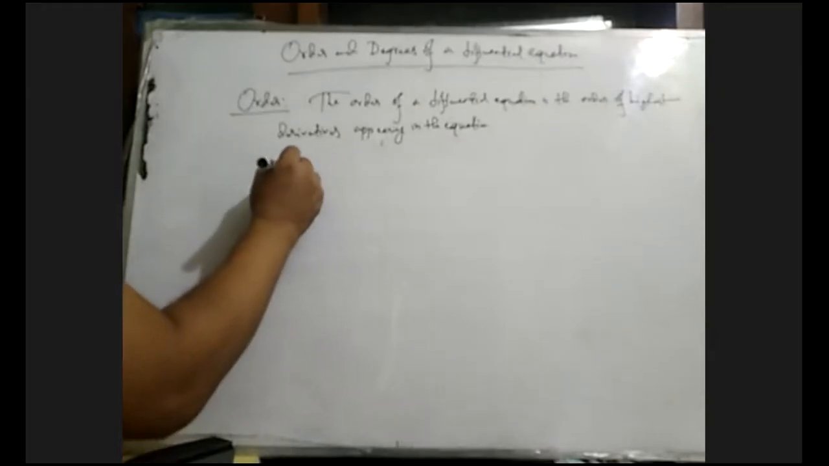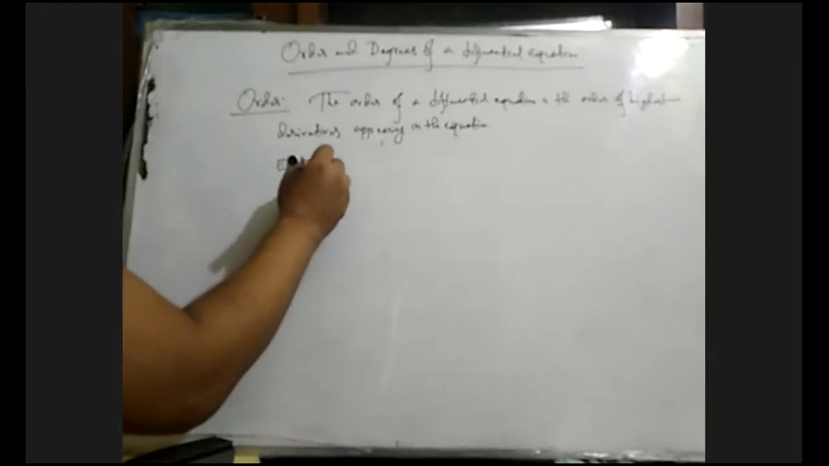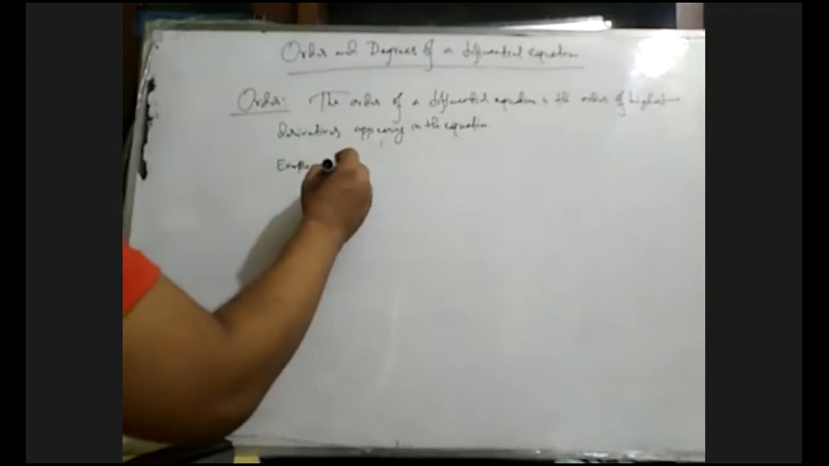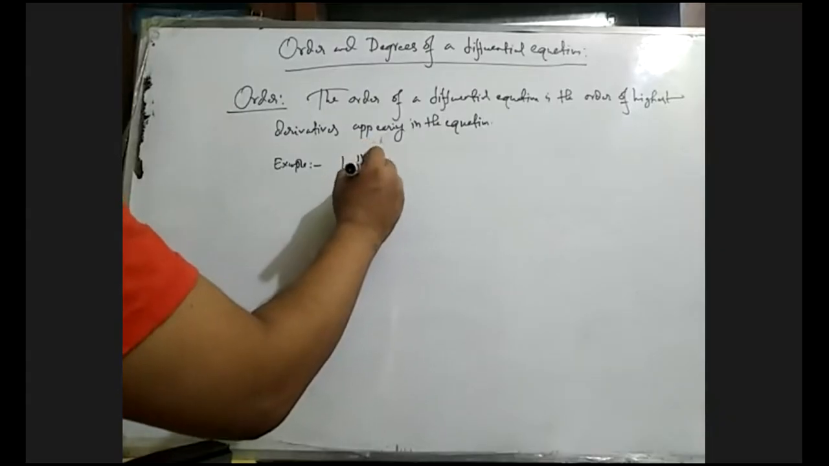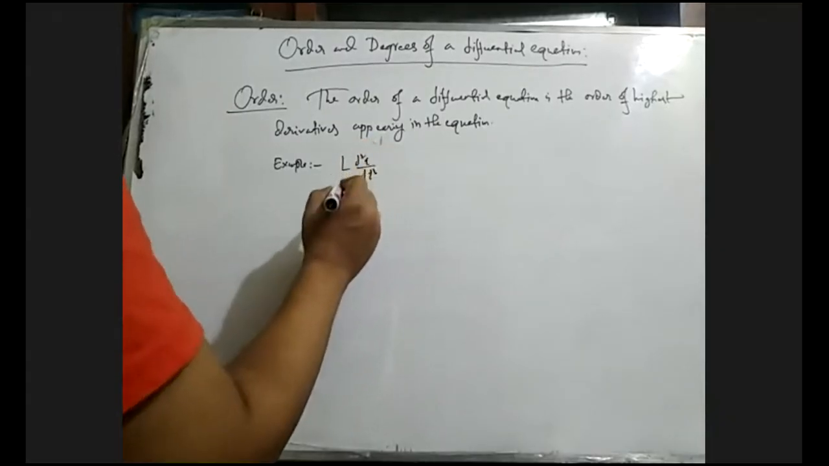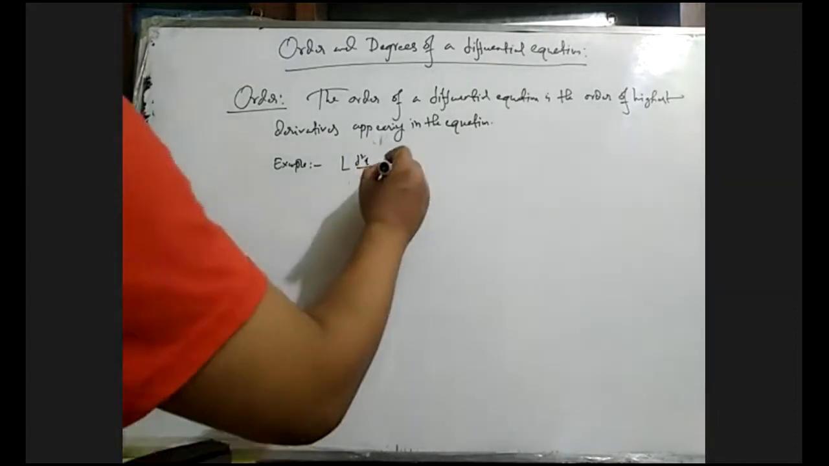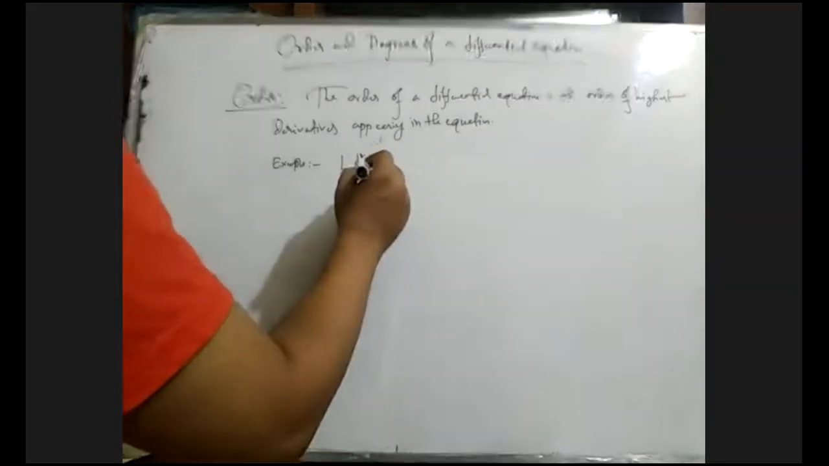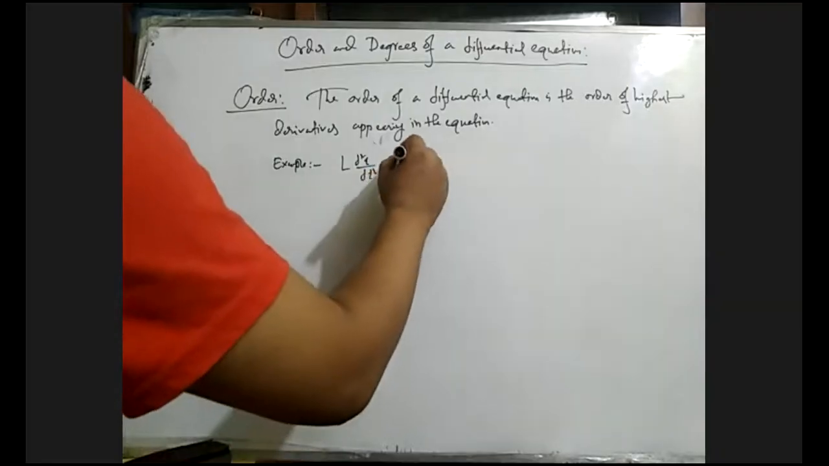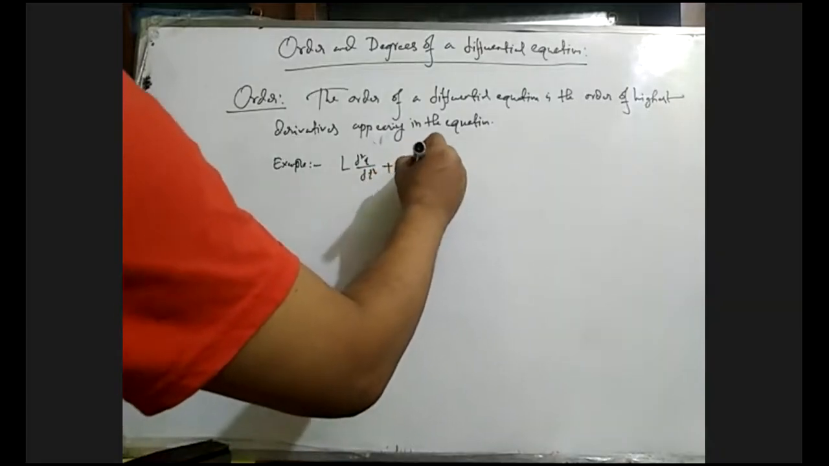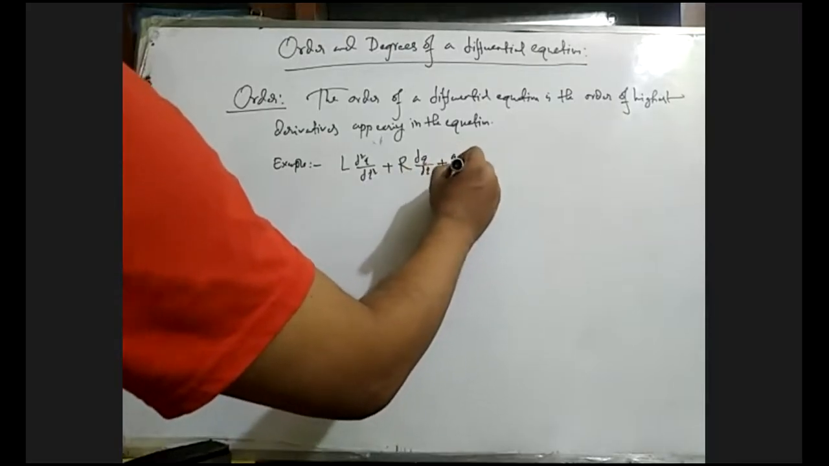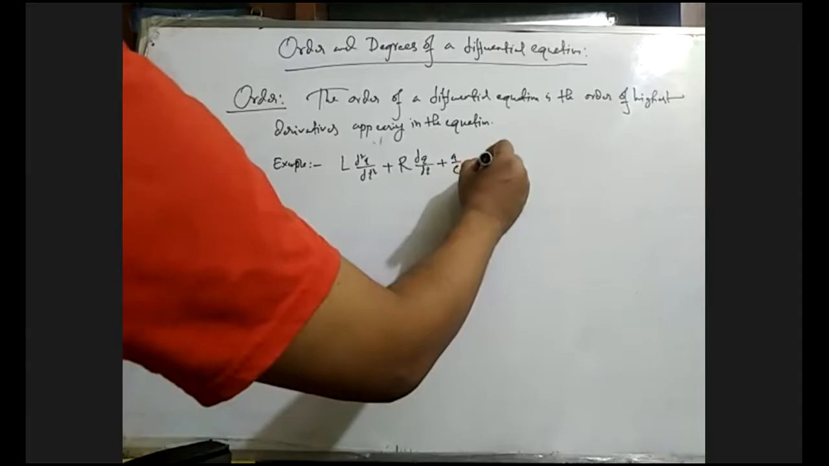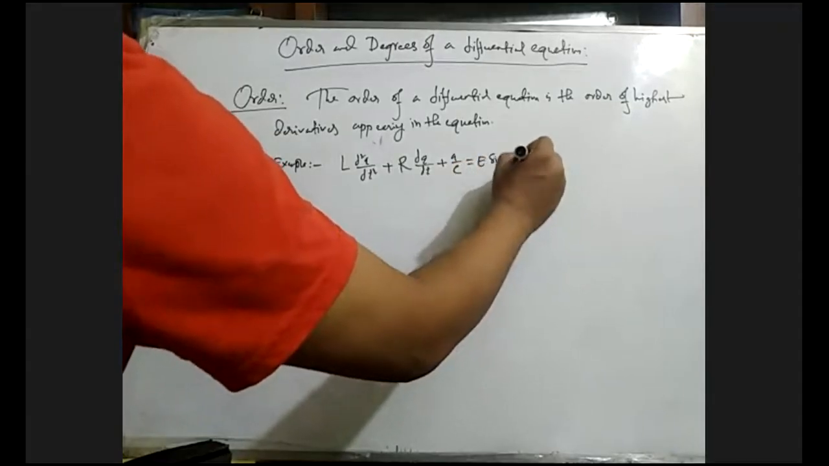Suppose we have a differential equation like this: L d square q dt square plus R dq dt plus Q by C equals sine omega t. T is the time and q is the charge, and capital R is the resistance. This is the differential equation of an electric circuit.